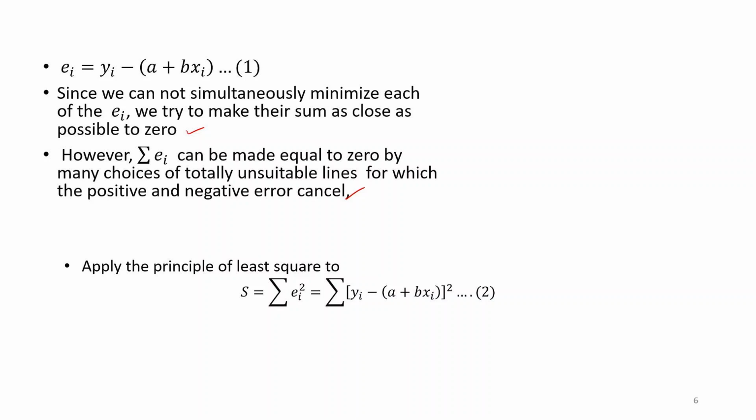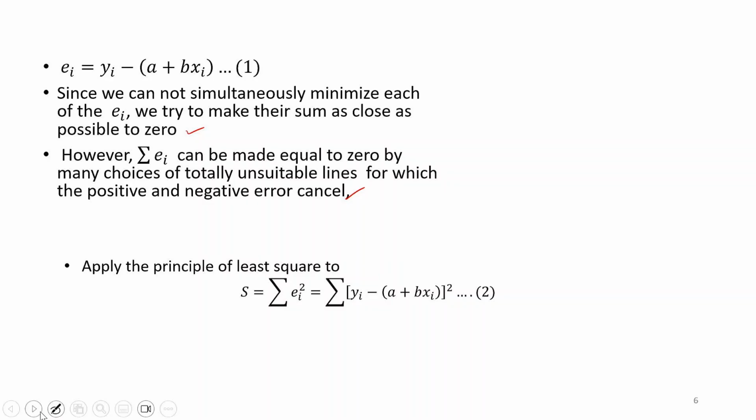So there are several lines possible. That means I can pass several lines through those points, which will give me sigma ei to be 0. So for each xi value, I find out the corresponding ei, and if I sum them up, I may get a 0 value. There is a possibility that I can draw more than one line through those points which are passing through that cluster of points.